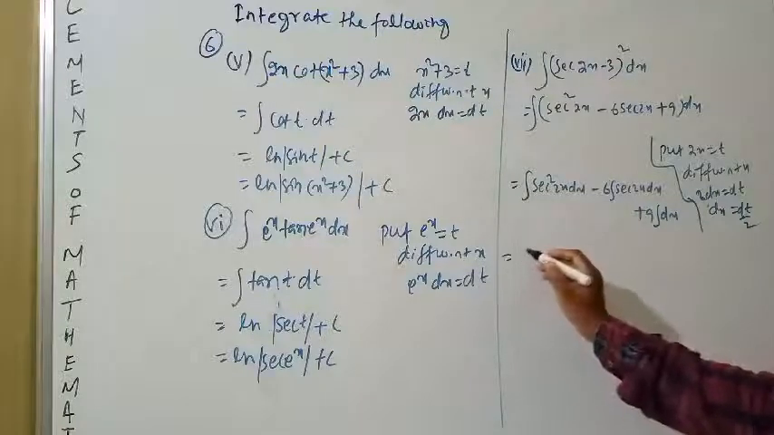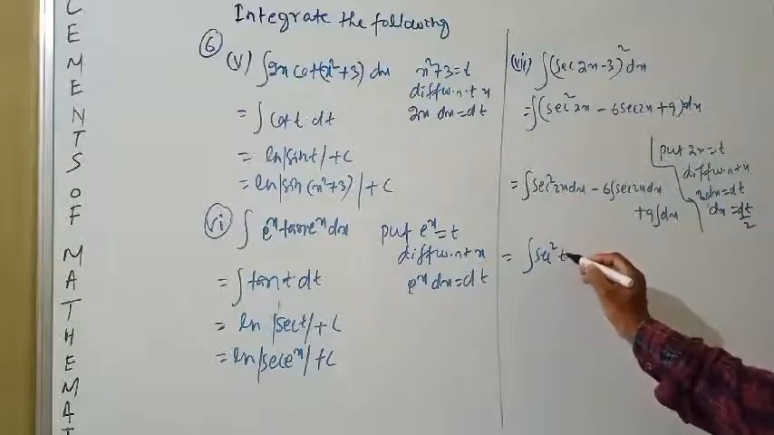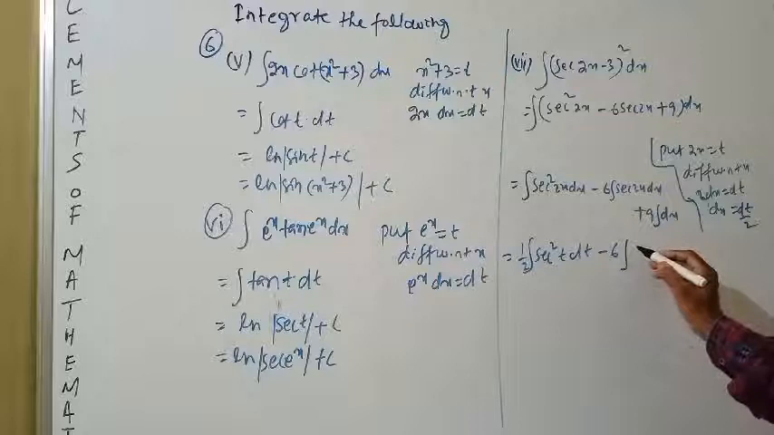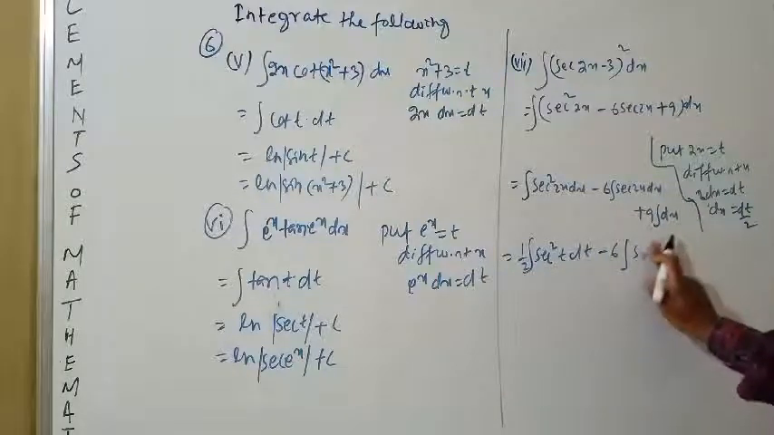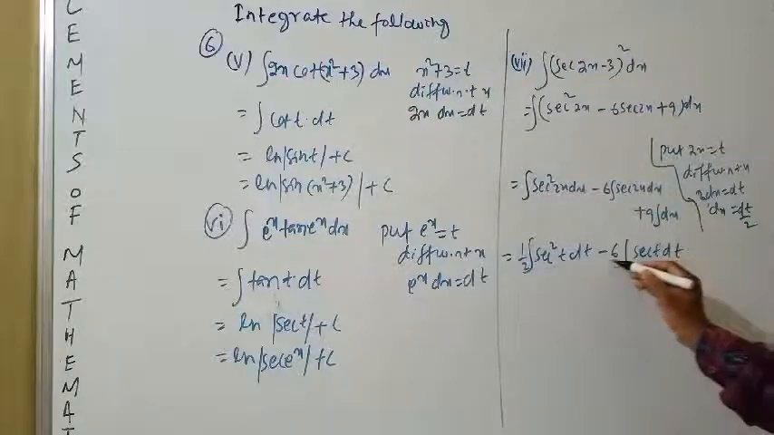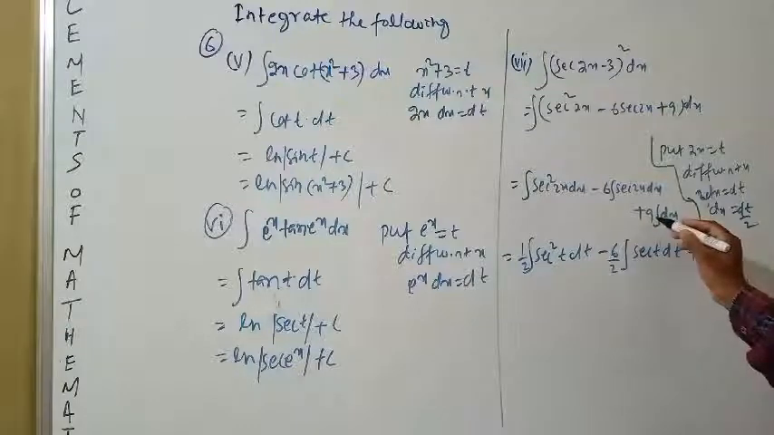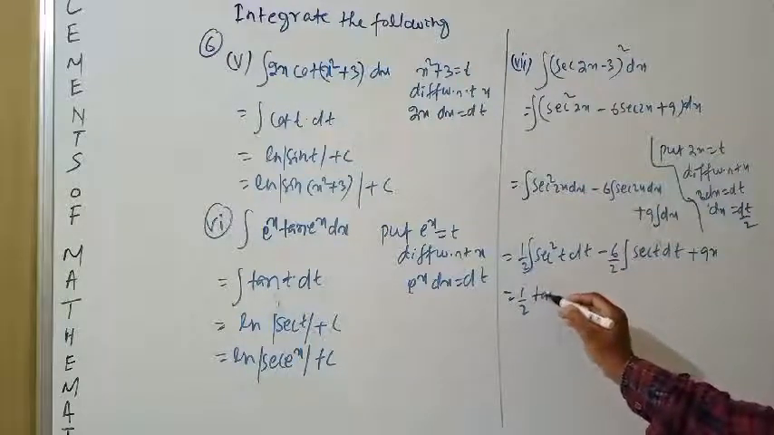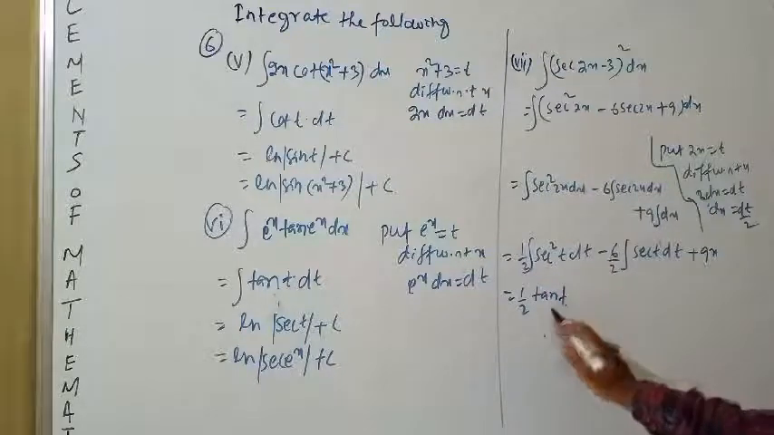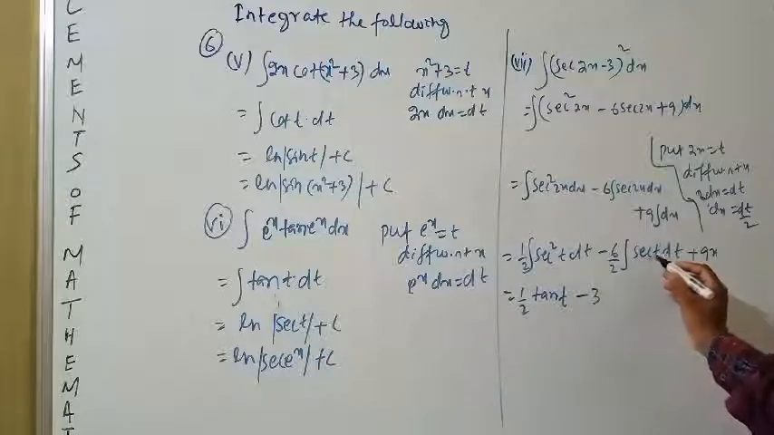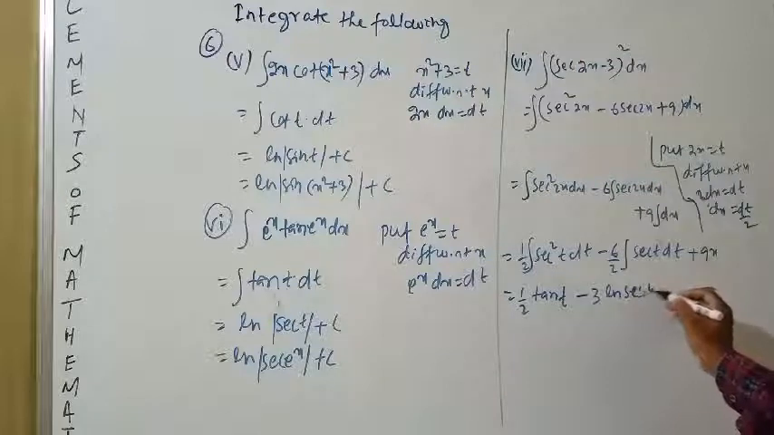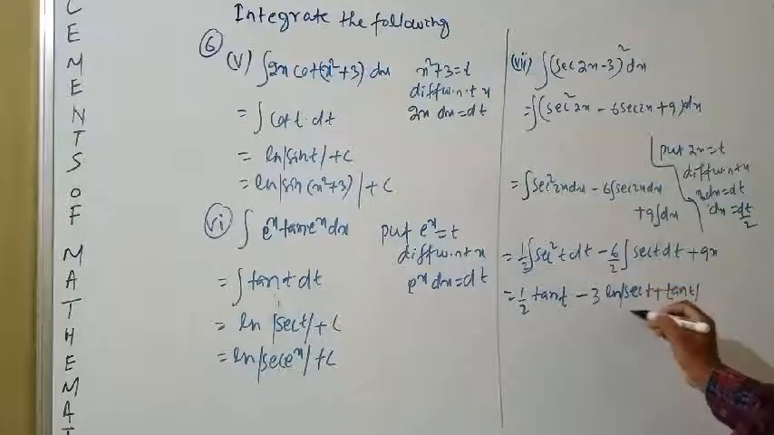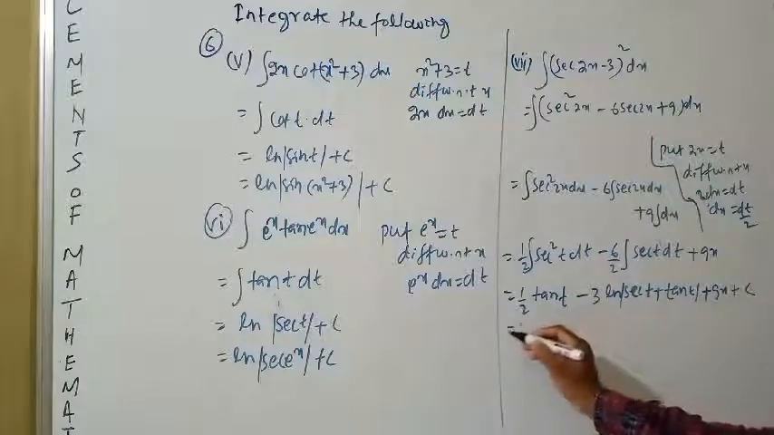You write it like this: integration of sec^2 t dt by 2, so 1/2 here, minus 6 integration of sec t dt by 2, plus integration of 9 dx, which is 9x. Half of the integration of sec^2 t is tan t, minus 3 times integration of sec t dt, that is ln|sec t + tan t|, plus 9x plus c.